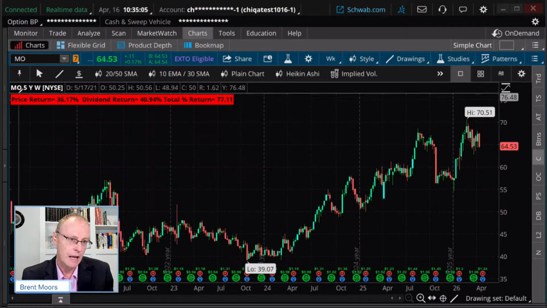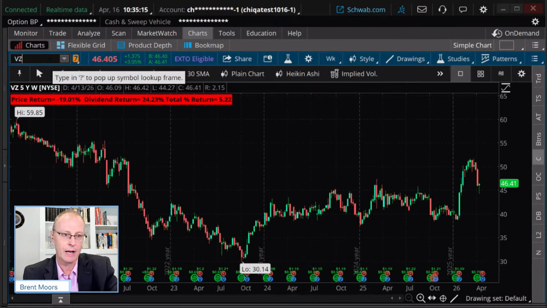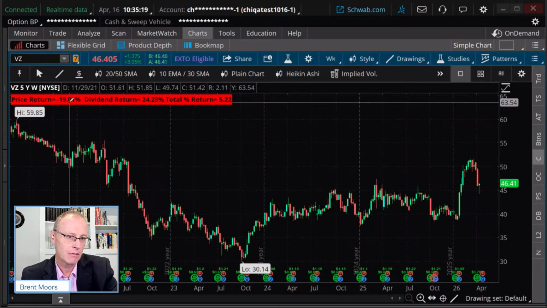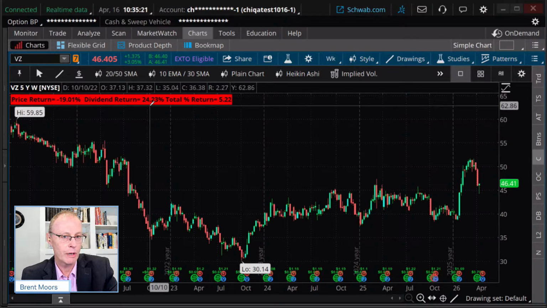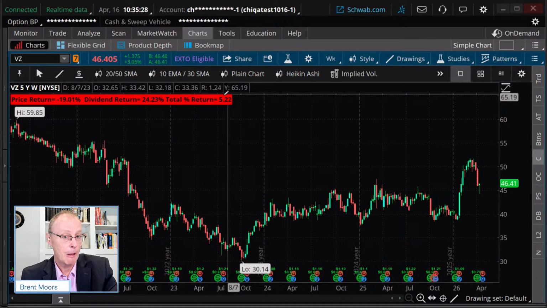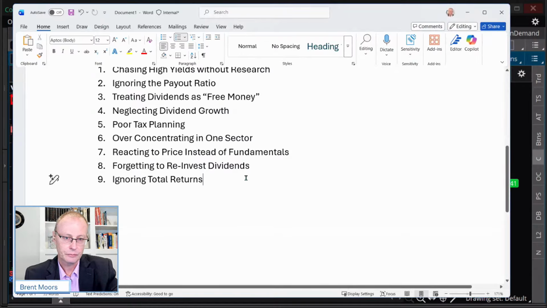Well, this is a company that is kind of known as a big dividend payer. There's a few of those big dividend payers out there. Verizon is a big dividend payer. Price return, minus 19%. Dividend return, 24%. So over the last 5 years, Verizon, 5% return, that's not a great return. But I'll tell you what, it would have been a lot worse if it didn't pay that dividend there. So there we go.